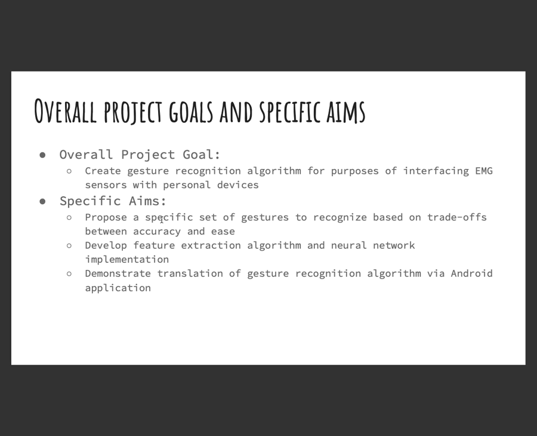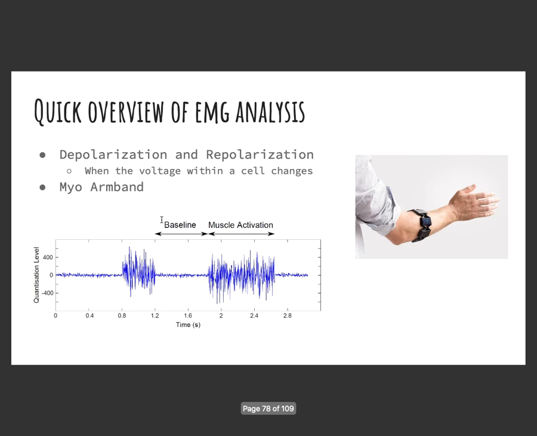The specific aims of our project are, first, to create a set of gestures that we can use to implement specific tasks. Second, to develop a feature extraction algorithm and implement that into our neural network. And finally, to translate that gesture recognition algorithm into an Android application, just to show how we can interface with your personal device.